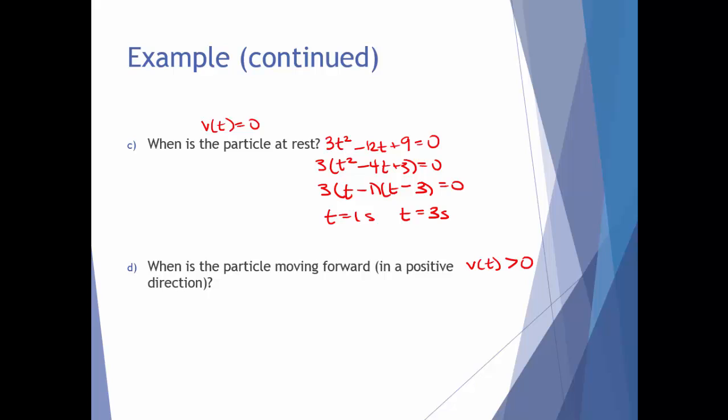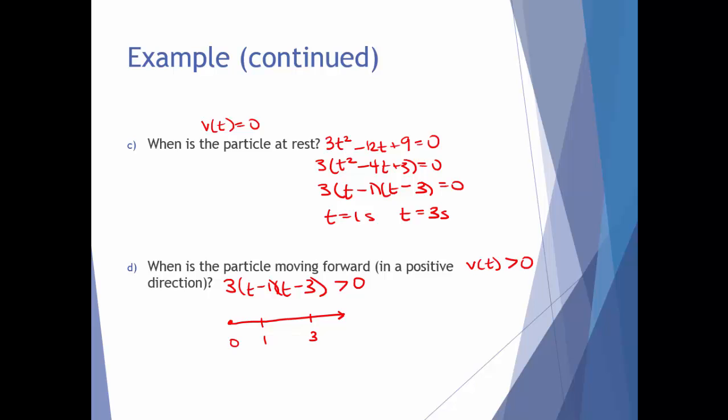So what we're looking to do is to take our velocity, which I'm going to use the factored form of it, 3 times t minus 1 times t minus 3. And now we're not looking for where it's equal to 0, but where it's greater than 0. And this was a part of the pre-calculus review. You want to use test values to figure out where this is going to come out positive and where it's going to come out negative.